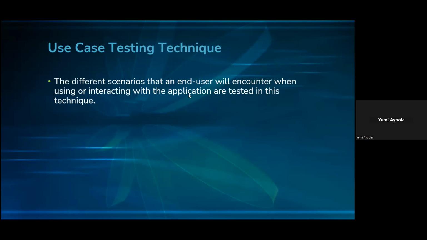So it tells you the actor has to do this and this. So what is expected, how the user is interacting, how the user is going to use the application. That's what the use case testing technique takes you. That takes us further. And these are the 5 I've given you.